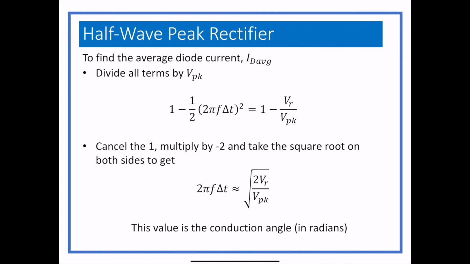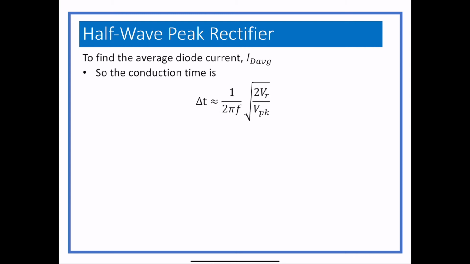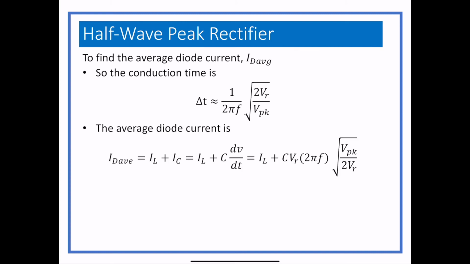So this value is the conduction angle. This is the conduction angle in radians. This tells us what that value is. We don't quite know delta t, but we can certainly figure it out easily if we know the frequency. So the conduction angle is where we take 2 pi f and multiply it by that change in time, and then the actual time difference would just be the time value itself. So we can find the conduction time by just taking 1 over 2 pi f times the square root of 2 VR over V peak.